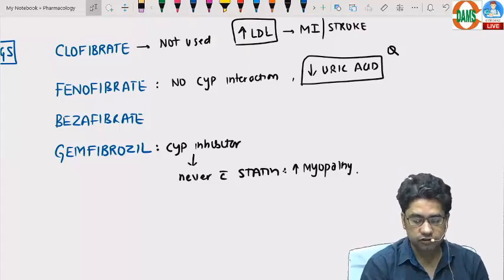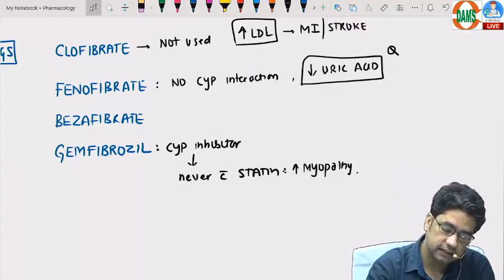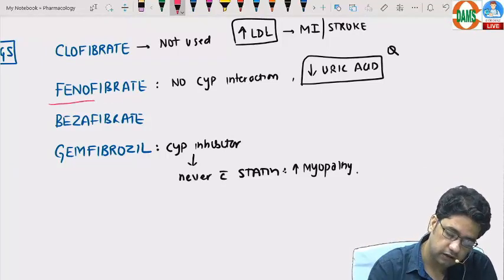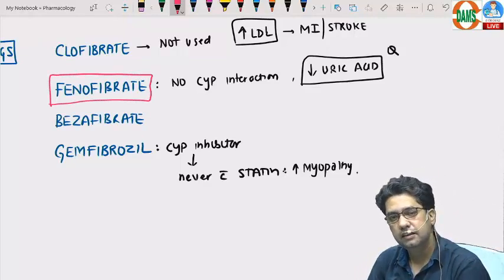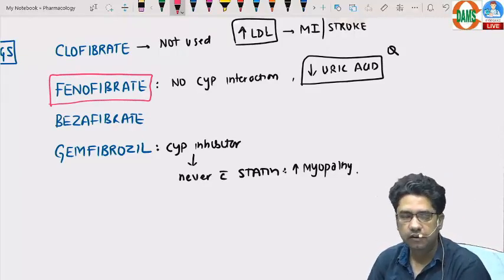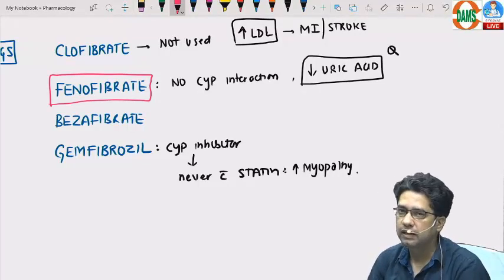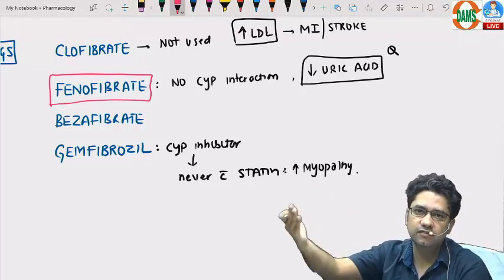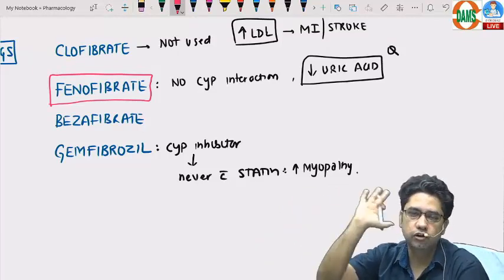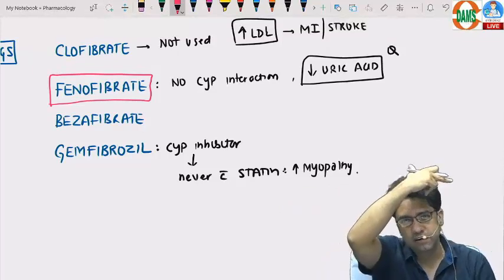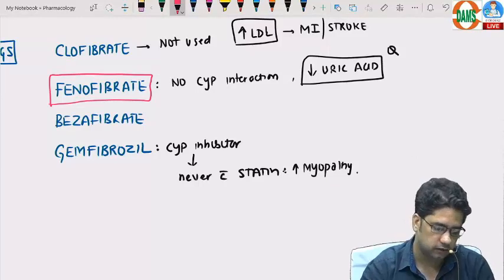Which fibrate would you like to combine with statin? The best fibrate you will combine with statin is fenofibrate. And when you go into the market, you will get either atorvastatin with fenofibrate or rosuvastatin with fenofibrate. Atorva and rosuva will be taken from there, and fenofibrate from here.